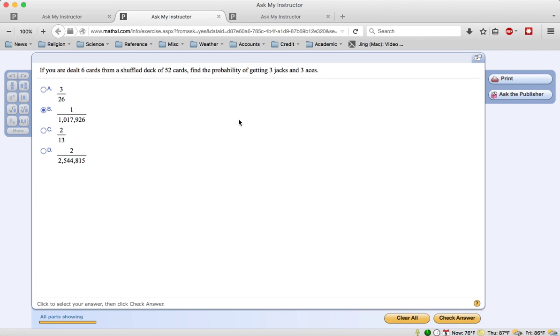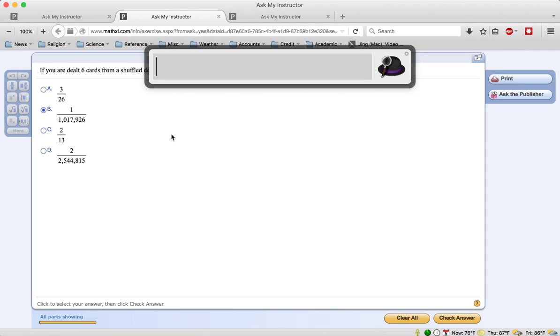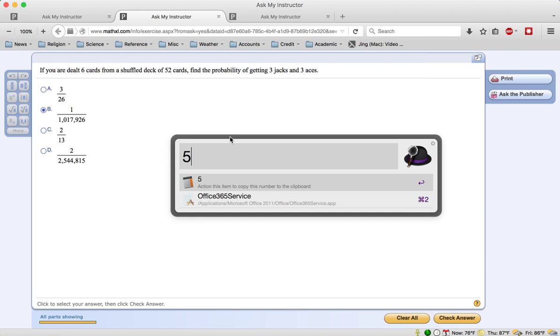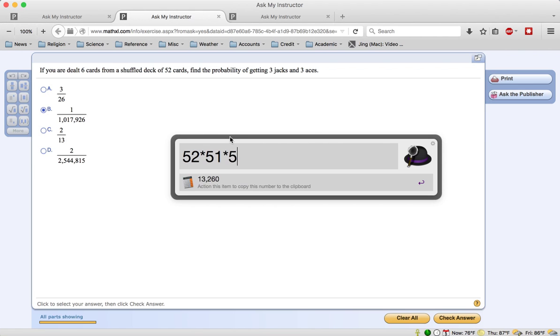All right. So, on this one, first of all, how many ways are there of getting 6 cards from a deck of 52 cards? Well, that's going to be 52 choose 6, which is an awfully big number. But I can figure it out. 52 choose 6. I'm going to try to do it with the calculator so you can watch it. 1, 2, 3, 4, 5, 6, divided by 1, 2, 3, 4, 5, 6. So there's 52 choose 6, right?